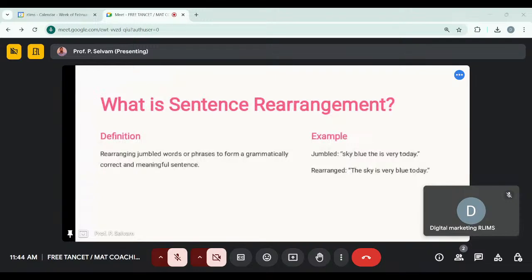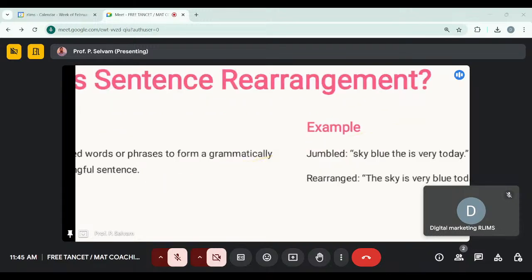So, sentence rearrangement: you need to rearrange jumbled words or phrases to form a grammatically correct and meaningful sentence. Many people are under the impression that we need to rearrange the sentence only so that it becomes grammatically correct. No, beyond making it grammatically correct, you should also make sure it is logically correct, that means meaningful. Sometimes a sentence can be rearranged grammatically correct, but logically speaking, that sentence can be incorrect. So make sure the rearranged sentence is both grammatically and logically correct. You can see the example here.